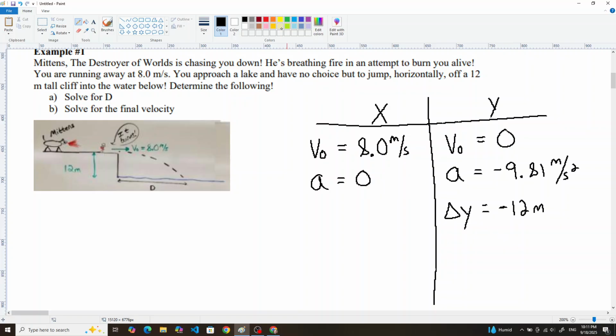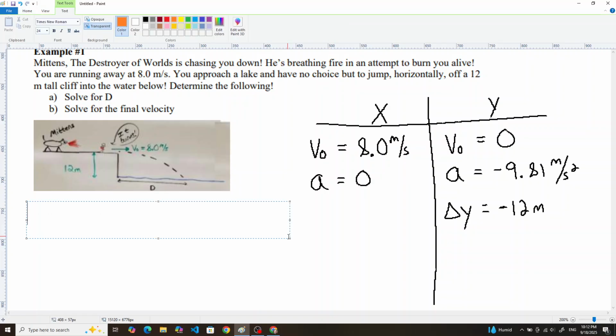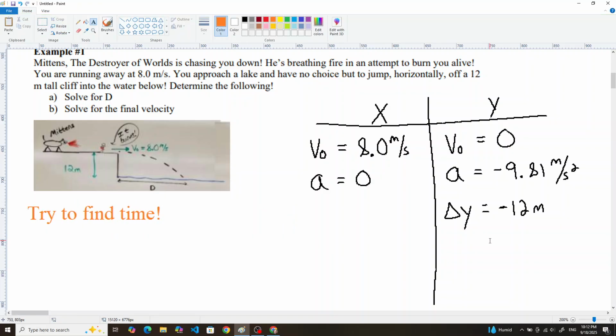My number one piece of advice on any of these problems is if you don't know where to start, try to find time. So try to find time. I have very limited information in the x direction. I'll get back to the x direction in a moment. So I'm going to go to the y direction to find time. To find time, the second equation is going to help me. What's nice is the v initial t component of that equation will cancel out because there is no v initial in the y direction. The 8 is purely x direction.